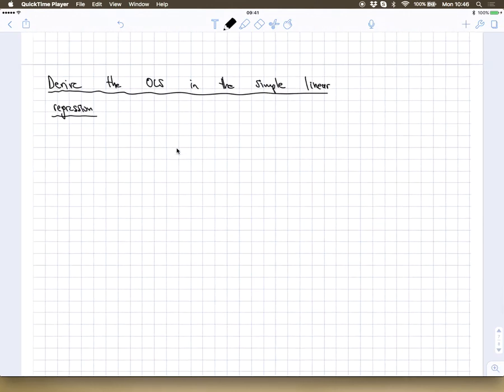Well, I want you to understand what are the things that you need in order to make this derivation. So what are the things that you need? One, you need the first order conditions, and you need to know the properties of the summation notation. If you know these two things, it's very simple, because look what you're doing.